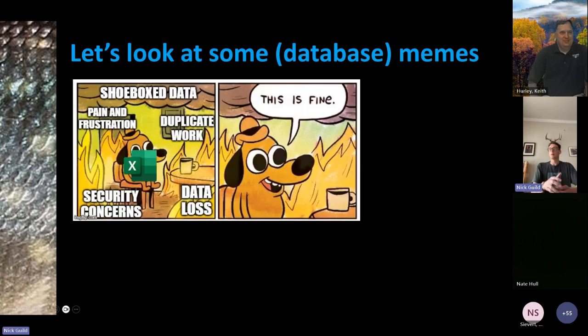Look at this dog. This dog is trying to use Excel as a database. Look at all these problems this dog is having. He has shoebox data. He has biologists that have spreadsheets that they keep locally that other people don't have access to. There's duplicate work being done because no one else knows what people are working on. You have data loss like Nick talked about. You also have security concerns, and you have pain and frustration. This dog may say he's fine, but this dog is not fine. This dog is having a very bad time.